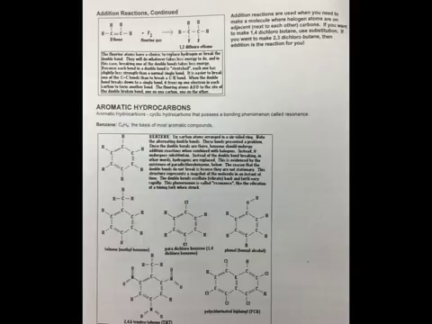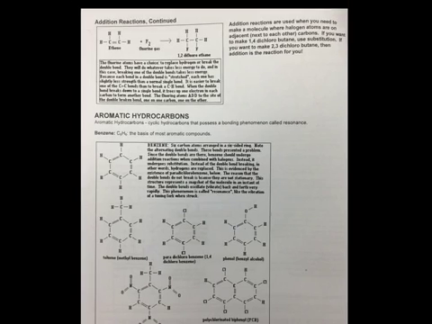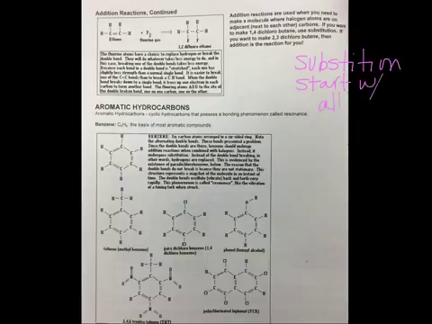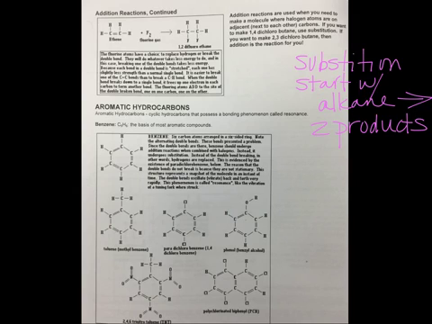So if I were to summarize addition and substitution side by side. So we have substitution. We're going to start with an alkane, and we're going to form normally 2 products. I know that I showed you a double substitution, but I also showed you a single. The Regents only does single substitutions.